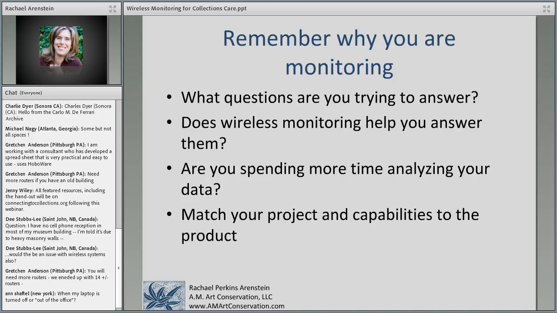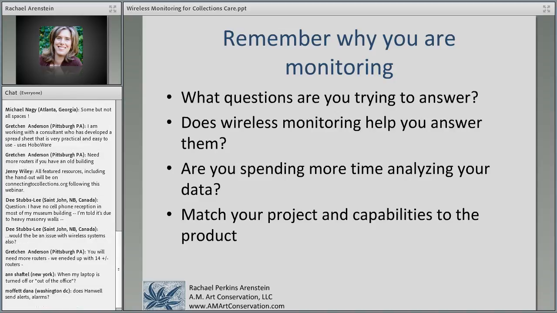So just to quickly go back and review, we all know that environmental monitoring is now part of proper collections care, but it's not like once you get your monitor up, you get to just check off the box. You have to keep in mind, what is the question you're trying to answer? Does wireless monitoring help you answer your questions? Are you spending more time analyzing your data if you get the wireless capability?